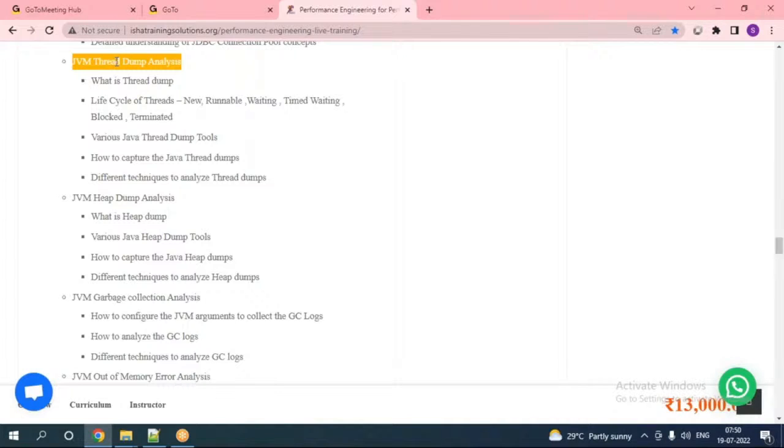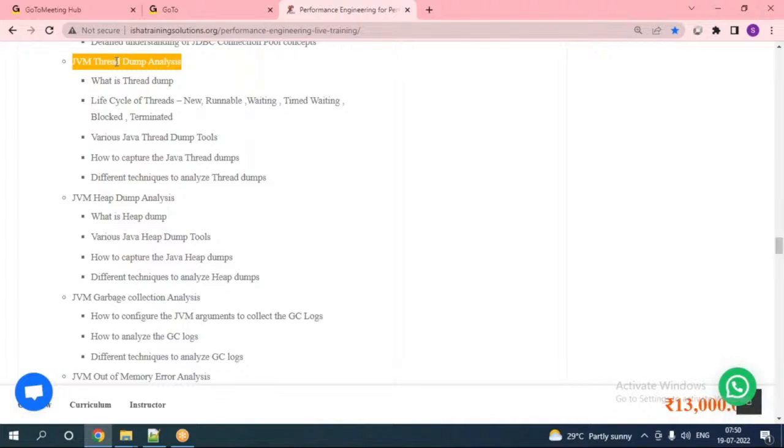Unless you work in a real-time environment, it takes time to grasp what is actually happening inside the thread dump. I'm going to explain the concept and the practical part, and I'm going to explain it with a real-world example.